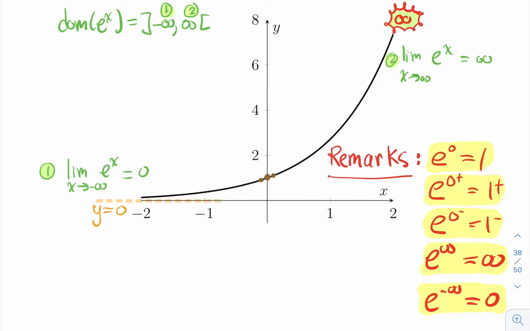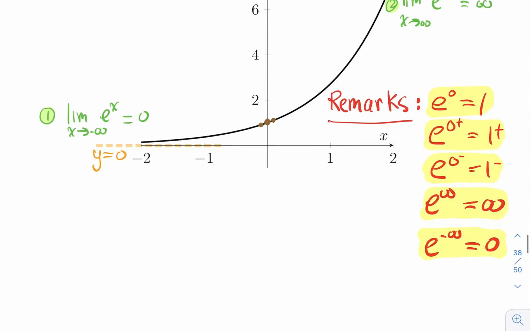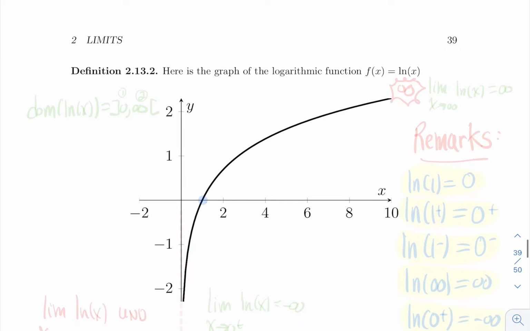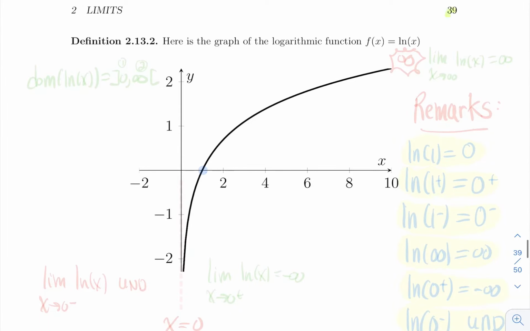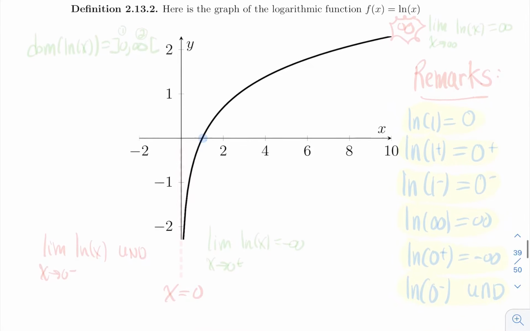Let's move now to the logarithmic function. The next graph that you should recall is the graph of the logarithmic function. For the logarithmic function, the domain of ln of x is from 0 open to infinity. So right away, there are two open endpoints, so there are two behaviors that you want to study: what happens when you get closer to 0 on the right side, and what happens when you use very big inputs, so going to infinity.